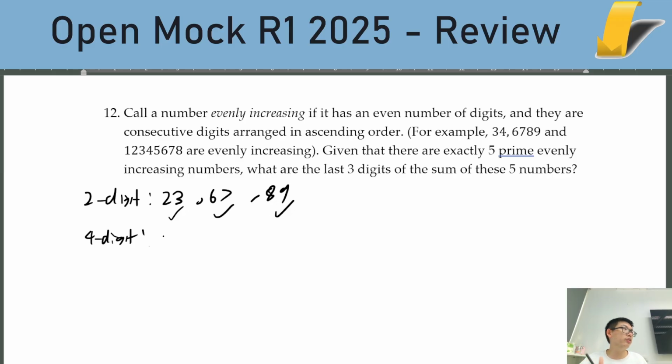So 1, 2, 3, 4, no. 2, 3, 4, 5, no. 3, 4, 5, 6, no. 4, 5, 6, 7, I'll check it later. 5, 6, 7, 8, no. 6, 7, 8, 9 would be divisible by 3. So no, so this is the only possible one.